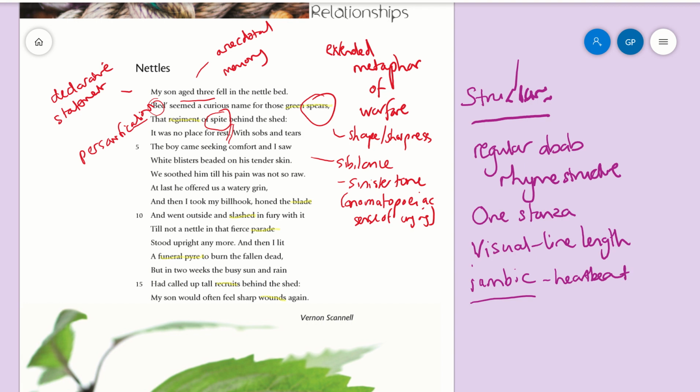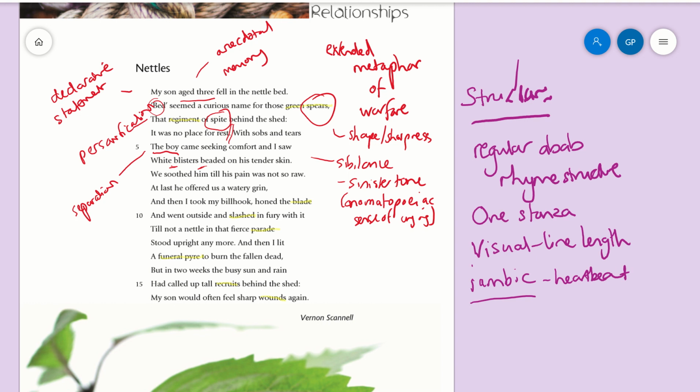"The boy", again, that's a bit weird. He's "my son", and then "the boy". There's a bit of a separation from him there. Maybe that's because the memory is too painful to think about, but you could make something of that, have some interpretation. "White blisters beaded on his tender skin", the alliteration here brings awareness and emphasis to the painful look of the blisters. We all know what that looks like when you've got tiny little blisters on your skin when you've been stung by nettles.